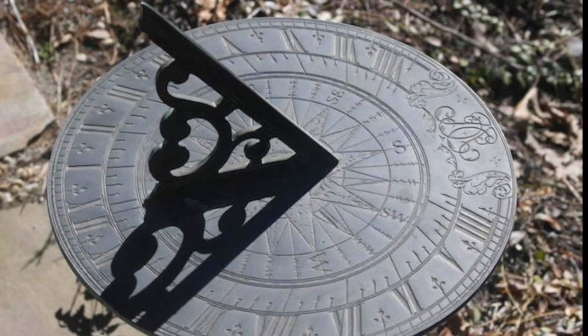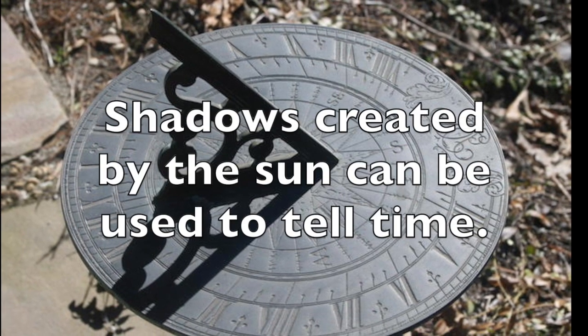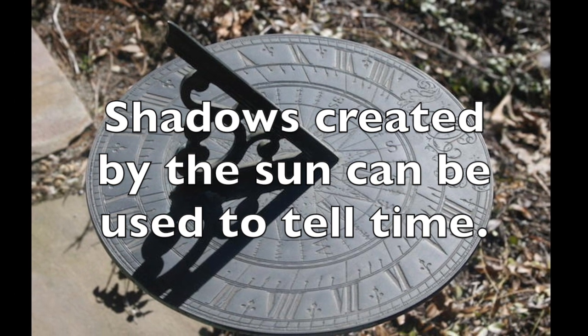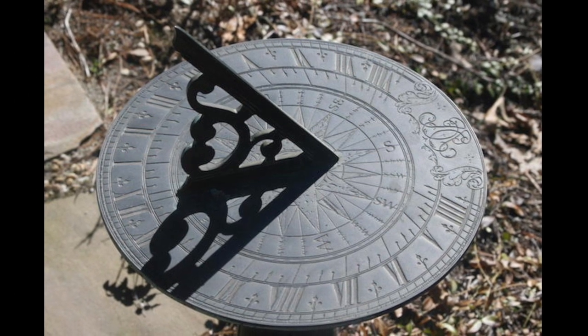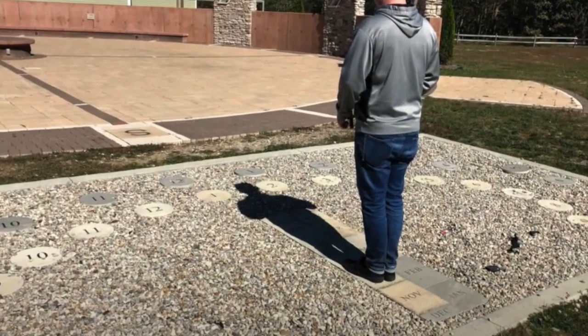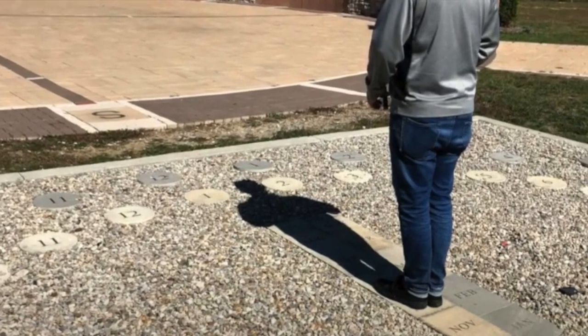Shadows can even be used to tell time. Actually, the shadows have to be created by the sun. Those are the shadows that can be used to tell time. Like on the sundial, that's a device that tells the time of day when there is sunlight by the apparent position of the sun in the sky.